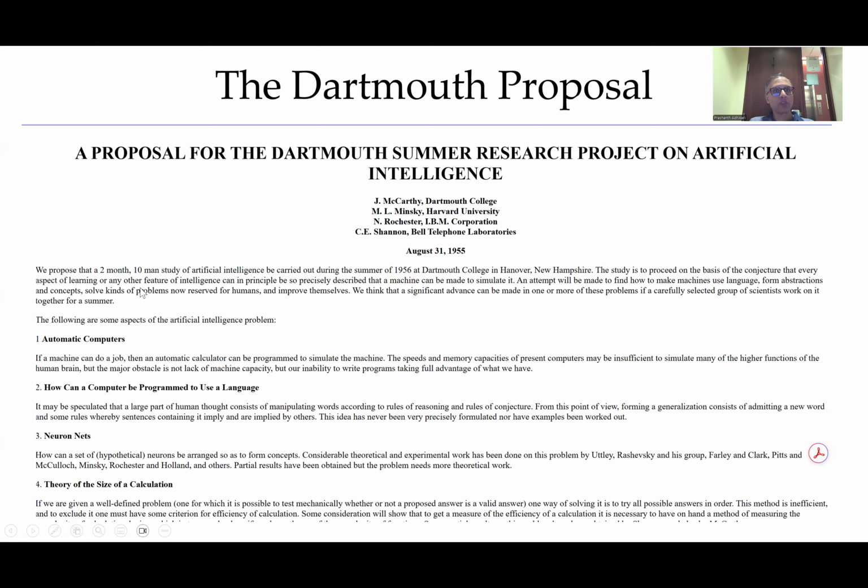And they say, we propose a 2-month, 10-man study of artificial intelligence be carried out during the summer of 1956 at Dartmouth College. The study is to proceed on the basis of the conjecture that every aspect of learning or any other feature of intelligence can, in principle, be so precisely described that a machine can be made to simulate it, right? An attempt will be made to find how to make machines use language, form abstractions and concepts, solve kinds of problems now reserved for humans, and improve themselves, right? And then they list out various aspects of artificial intelligence problems that they propose to study, right?